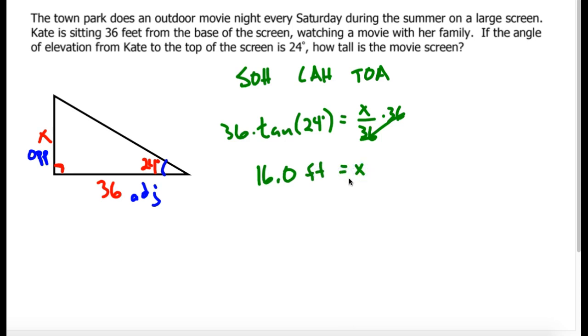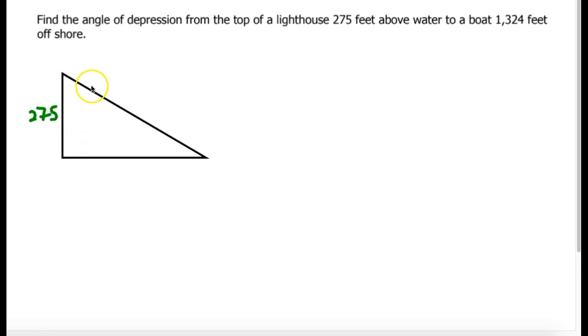All right, let's do one more. So here it says find the angle of depression from the top of a lighthouse 275 feet above water to a boat that is 1,324 feet offshore. So let's draw our triangle here. So my lighthouse is right here. So it says the lighthouse is 275 feet above water. So it has a height of 275.